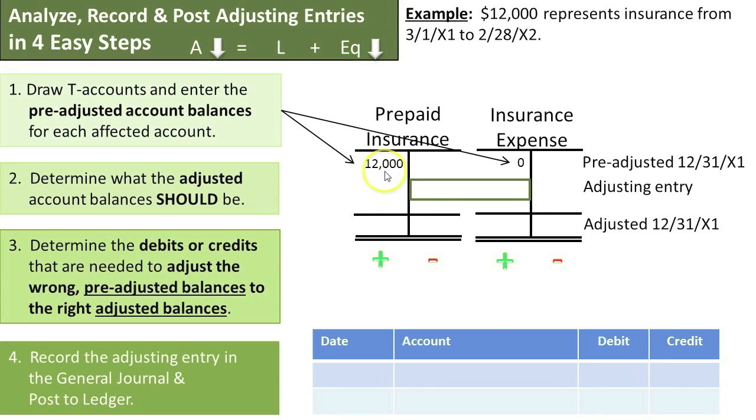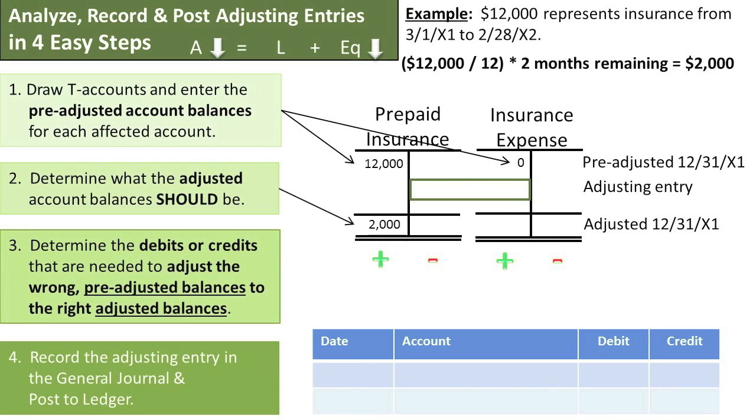This prepaid insurance account is overstated because we've used up some of it. The only remaining asset is $2,000 because if you take the $12,000 prepayment, divide it by 12 months, and multiply it by the 2 months remaining that go into the year X2, there's only $2,000 of prepaid insurance that remains. We need to update this account to reflect that fact. The ending balance in prepaid insurance should be $2,000.